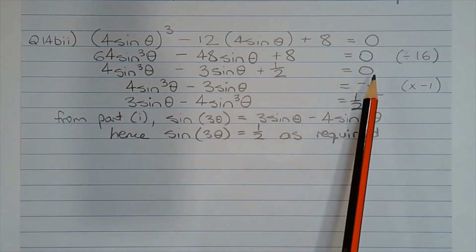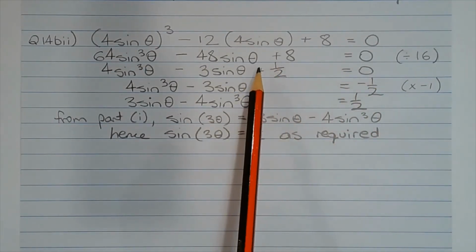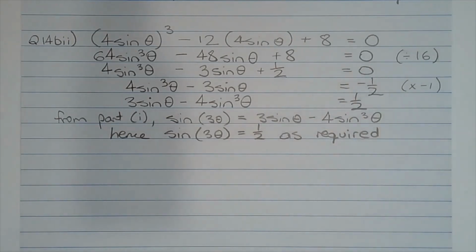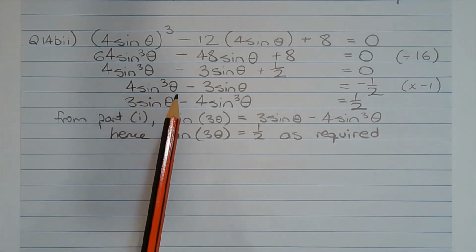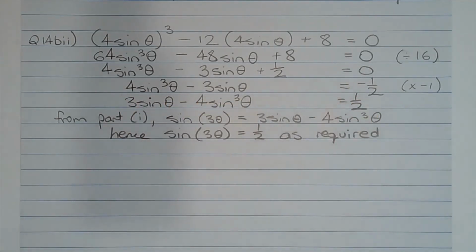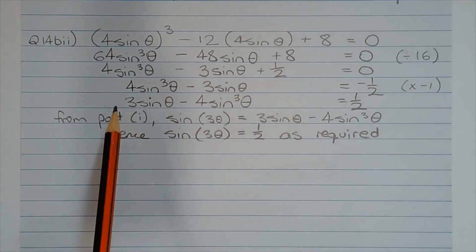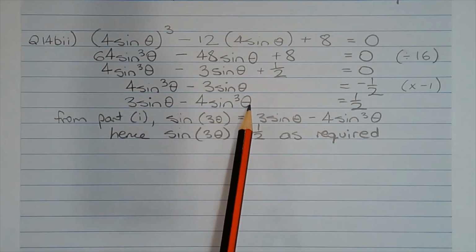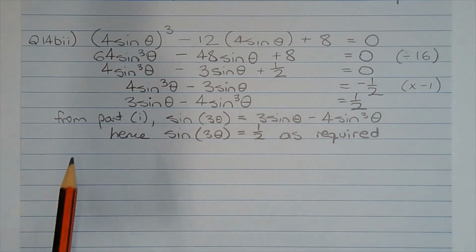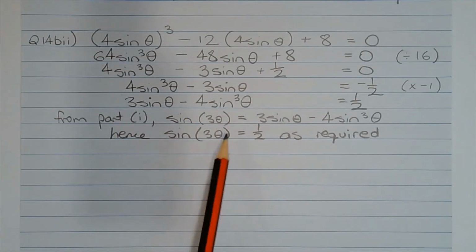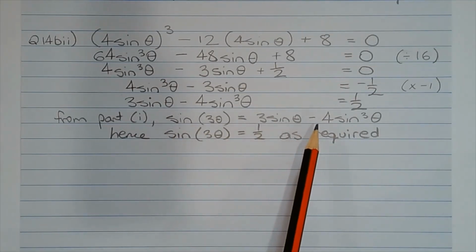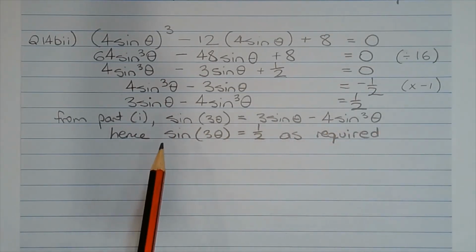Subtracting half from both sides, so effectively moving this positive half over to the right hand side so it becomes negative half, we get 4 sine cubed theta minus 3 sine theta is equal to negative half. Multiplying all the terms by negative 1, we get 3 sine theta minus 4 sine cubed theta equals half. And from part 1, sine 3 theta is equal to 3 sine theta minus 4 sine cubed theta, hence sine 3 theta equals half as required.